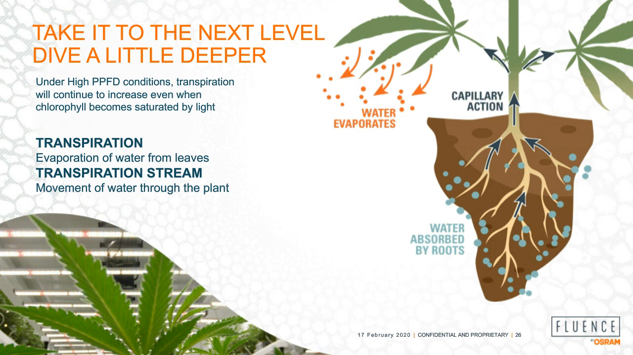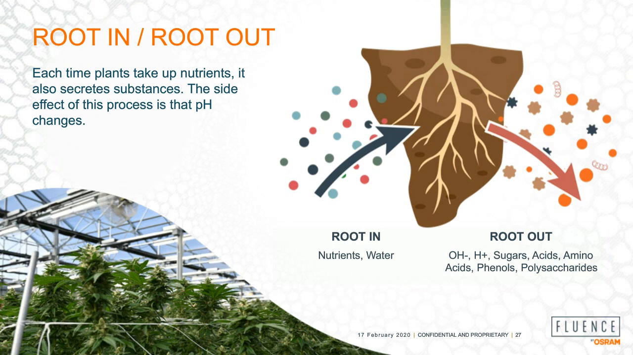So let's talk about the root system. This is also a reminder for most growers, but for those who may have forgotten, it's always good to get a refresher. The roots have two main things that go in, which are nutrients and water, and then a combination of things that are secreted into the root zone environment. This exchange, though, under high light intensity tends to be elevated, and a side effect of this is that pH will change.